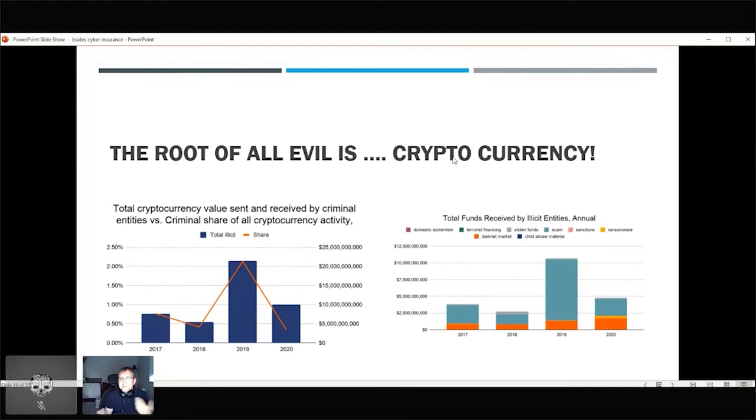And if you look at other sources of income from cyber criminals, obviously scam is the largest share of cryptocurrency transactions.